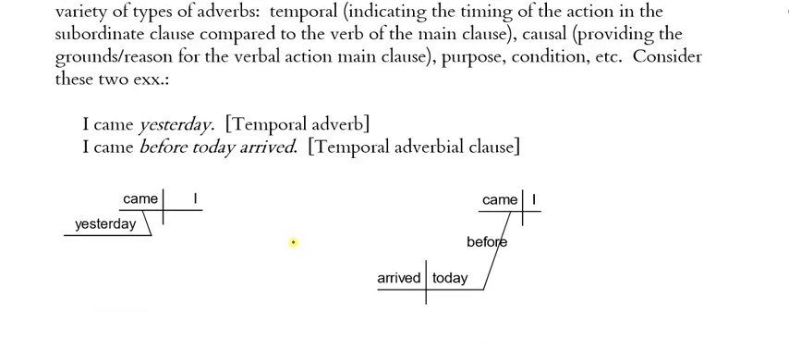This is a temporal adverbial clause, and notice that with my simple sentence here, I came, yesterday is under came because this is an adverb telling when the coming happened. And here, the adverbial clause is under the verb, I came. I came when? Before today arrived. And notice as well that it's slanting to the left and then starting the baseline, whereas the prepositional phrase and the adverbs and adjectives, these all hang under what they modify and they go to the right.